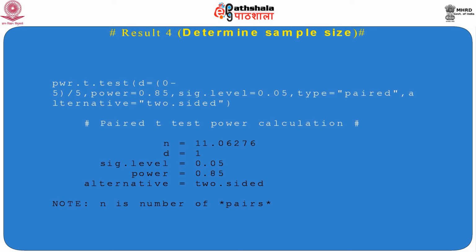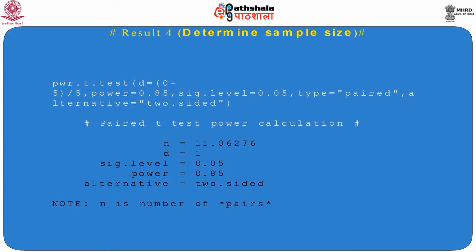Now again 0.85 to 0.8 we have considered here, and other values are the same. d equals (0 minus 5) divided by 5 is considered. The significance level is 0.05 with paired type. So here the alternative type is considered two-sided.